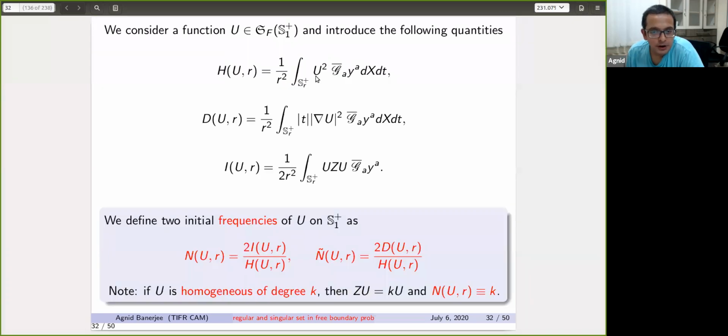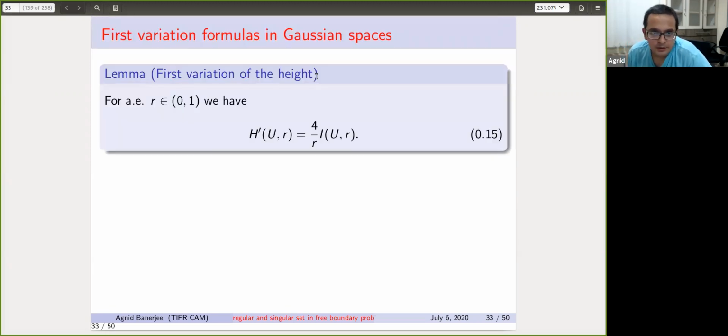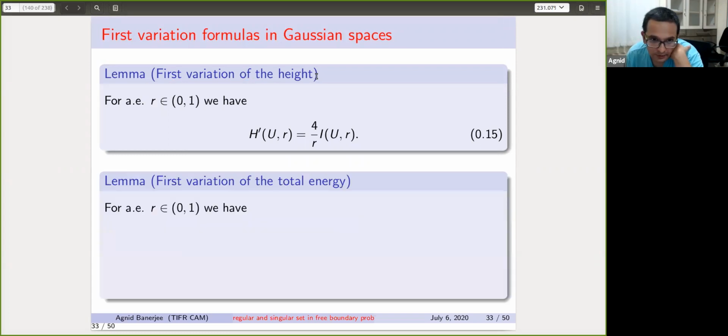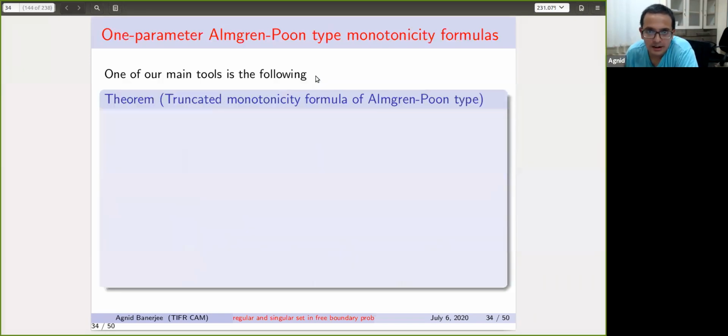So now we want to look at the monotonicity. For that, we need the first variation for the numerator as well as the first variation for the denominator. Let me again look at the time. Okay, so I will try to end quickly now. So we have a certain variation for the height, and then by a series of tedious computations, you have a certain variation for the energy. And now when you divide, what you get is the following Almgren type monotonicity.